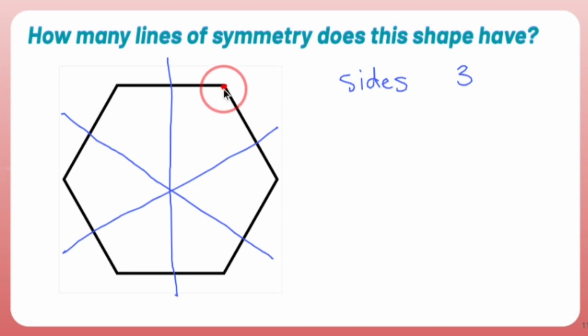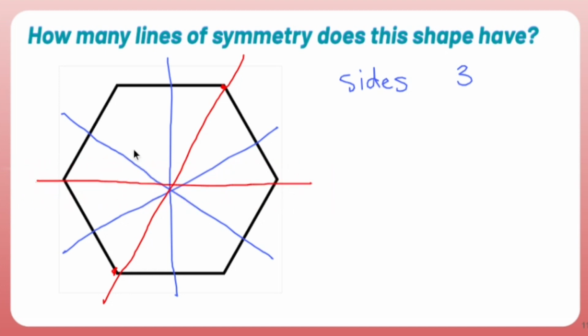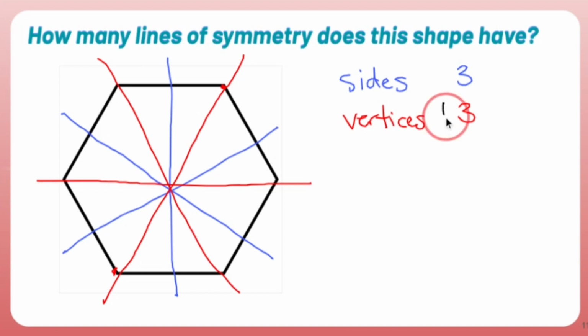Because if I focus on the vertices, the corners, I can also cut my hexagon in half like so through the vertices. So if I look to the left side of that, it's exactly the same as the right side of that. So when I have regular shapes like this one, I not only cut through the sides, but I cut through the vertices as well. And what I end up here with the vertices is I have 3 more. So my total amount of lines of symmetry is 3 plus 3.